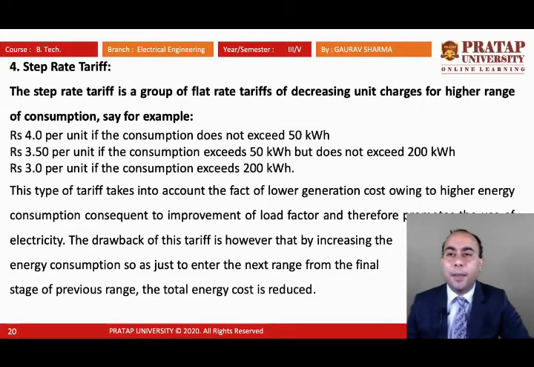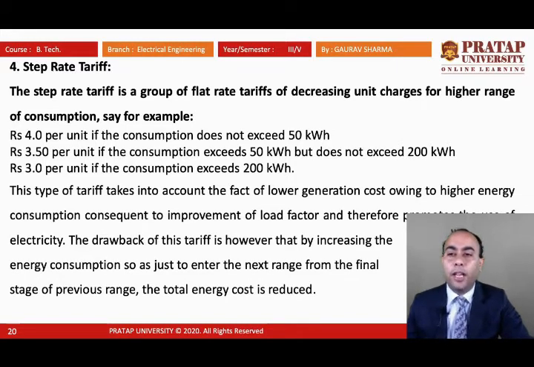Next is step rate tariff. The step rate tariff is a group of flat rate tariffs of decreasing unit rate for higher ranges of consumption. For example, if you can see here, rupees 4 per unit if the consumption does not exceed 50 kilowatt hour, rupees 3.50 per unit if the consumption exceeds 50 kilowatt hour but does not exceed 200 kilowatt hour, and 3.0 per unit if the consumption exceeds 200 kilowatt hour.